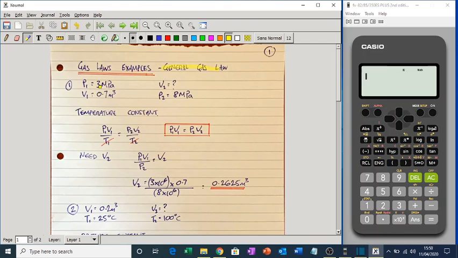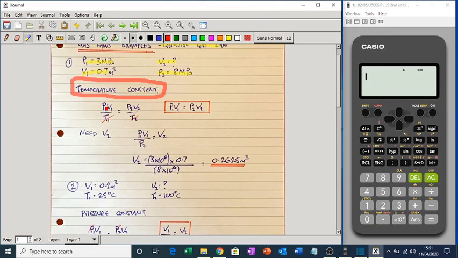So we've got a gas of pressure 3 megapascals and a volume of 0.7 cubic meters. We're going to increase the pressure to 8 to see what happens with the volume. We're going to keep the temperature constant. So using the gas law, P1V1 over T1 equals P2V2 over T2. Because we're keeping the temperature constant, we get rid of that one and get rid of that one.